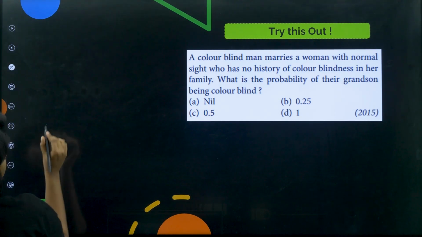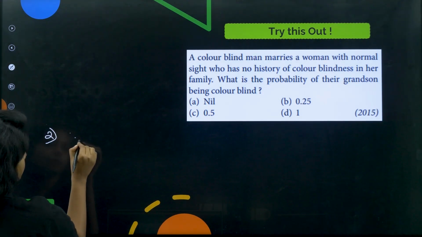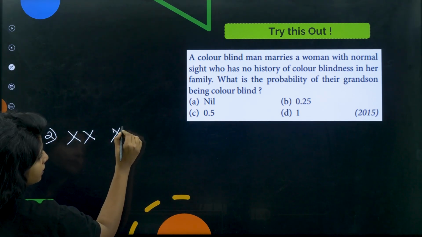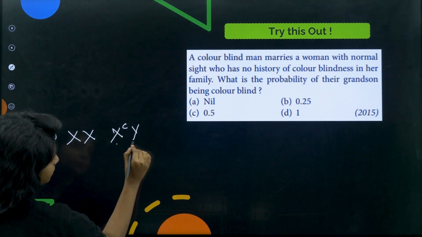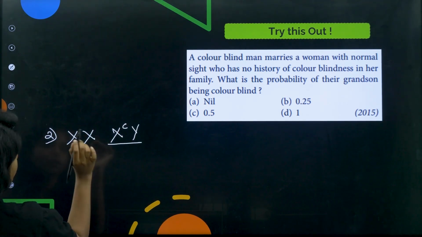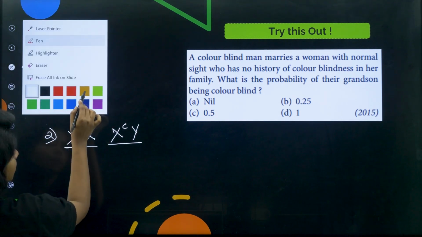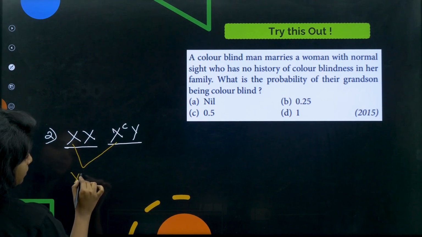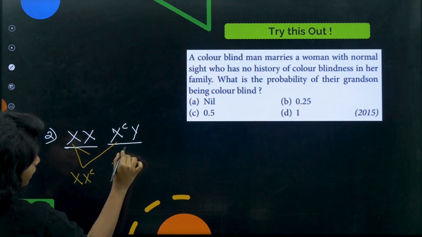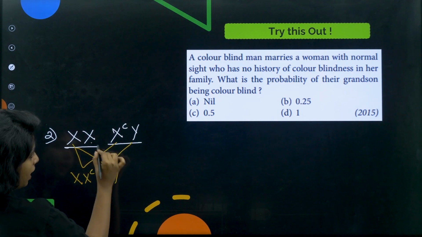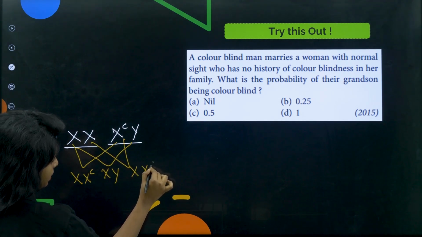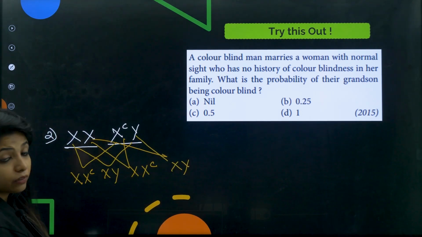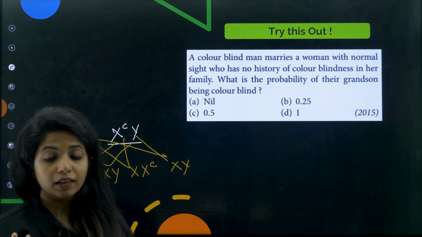So the condition of the second question is like this, where there is X that is normal, and there is a male who is colorblind. So this is the male who is colorblind, this is the female who is not colorblind, and she is homozygous, as in same. She does not have any disease. Now, I get XXC, I get XY, I get XXC, and then I get XY. They were asking if the son was colorblind or not.